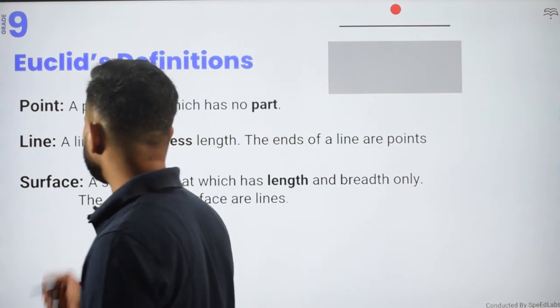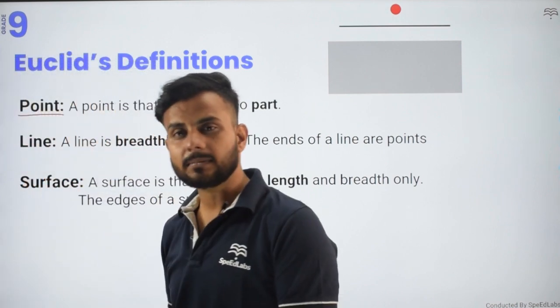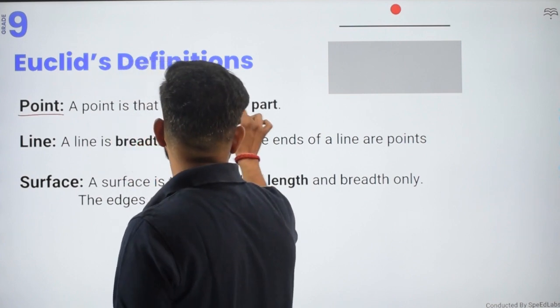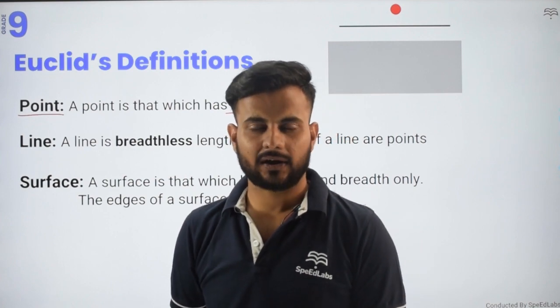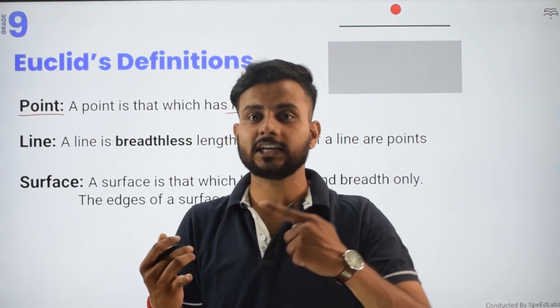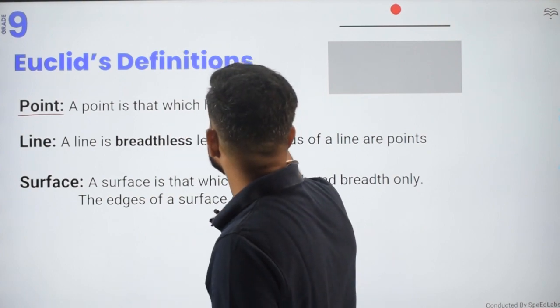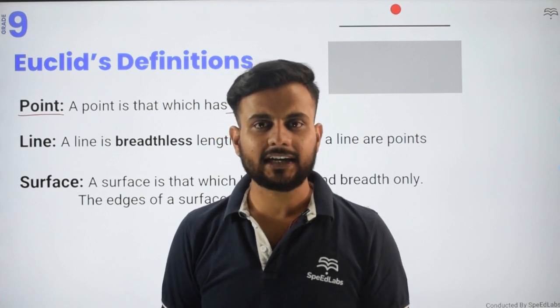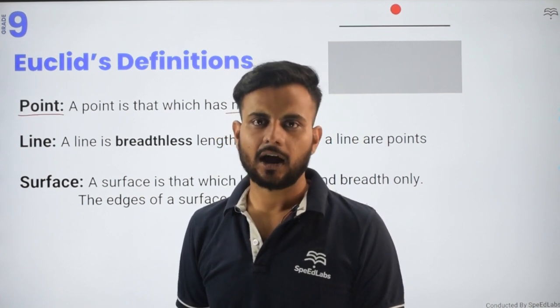So here you can see we are having the first of it. It is known as a point, right? What is a point? Euclid says a point is that which has no part. It doesn't have any length, it doesn't have any breadth. You can see just the dot, right? If I'm just placing a dot, then it won't have any length or any breadth as well. So it is known as a point.